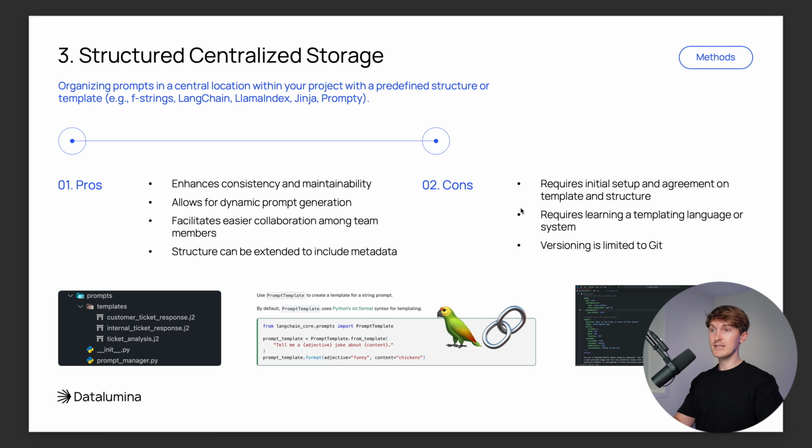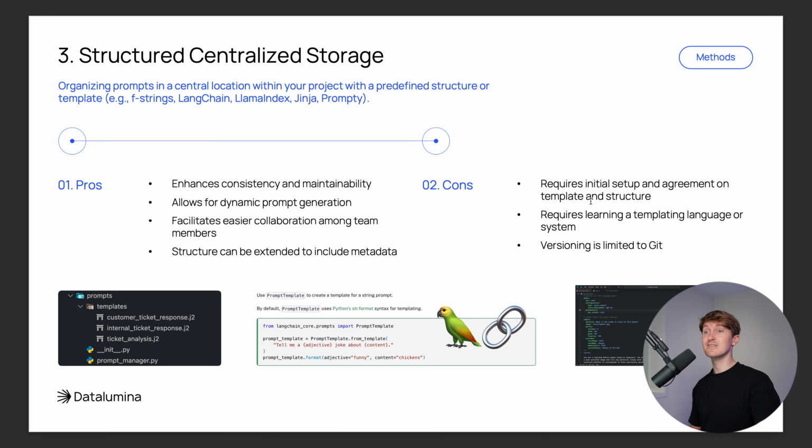But now quickly, pros and cons. Enhances consistency and maintainability, allows for dynamic prompt generation because we have these templating files and systems. Facilitates easier collaboration among the team members because it's really clear, right? This is where we place the prompts in this structure. And these structures and templates can also be extended to include metadata because we have that structure.